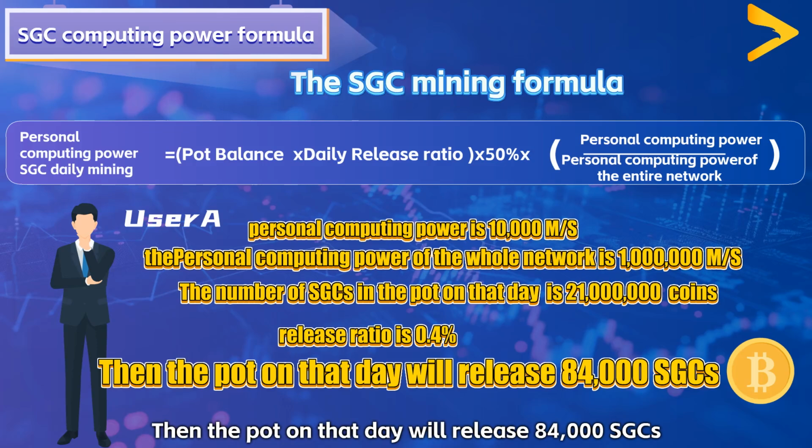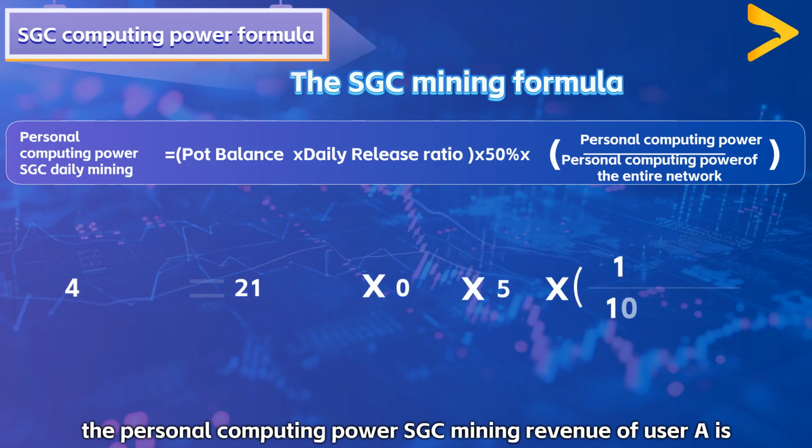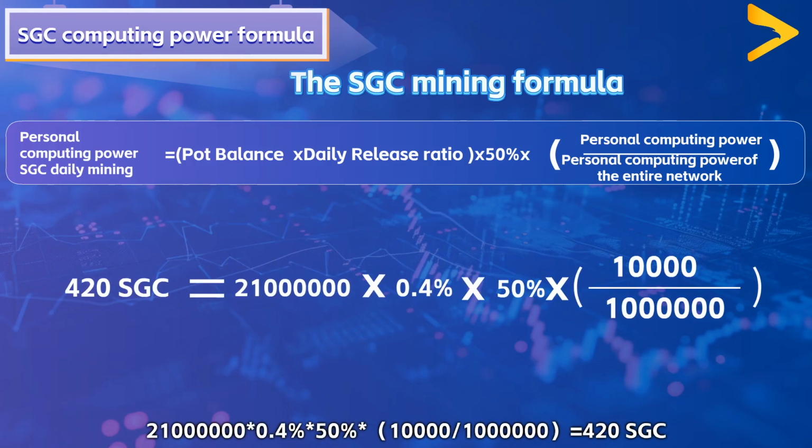Then the pool on that day will release 84,000 SGCs. According to the personal computing power SGC mining formula, the personal computing power SGC mining revenue of user A is 21 million multiplied by 0.4% multiplied by 50% multiplied by 10,000 divided by 1 million equals 420 SGC.